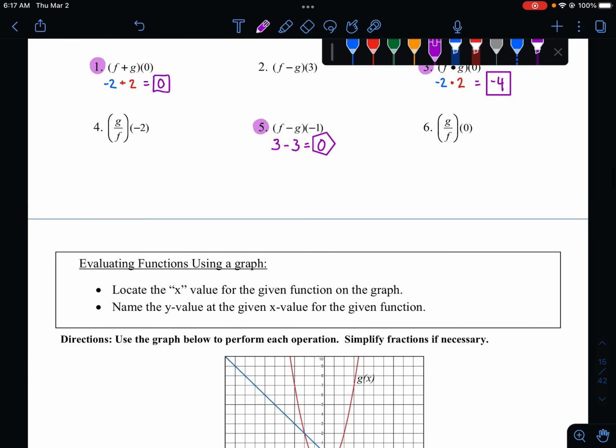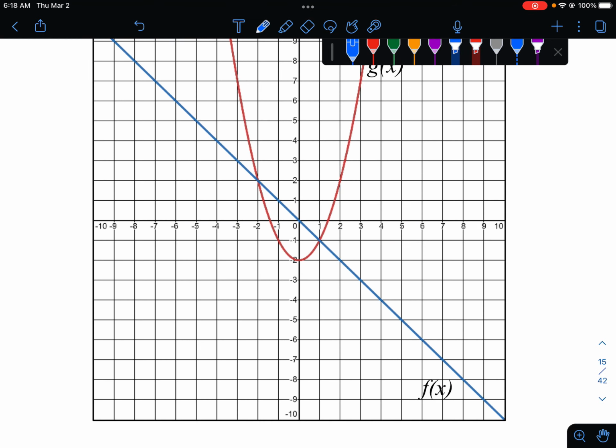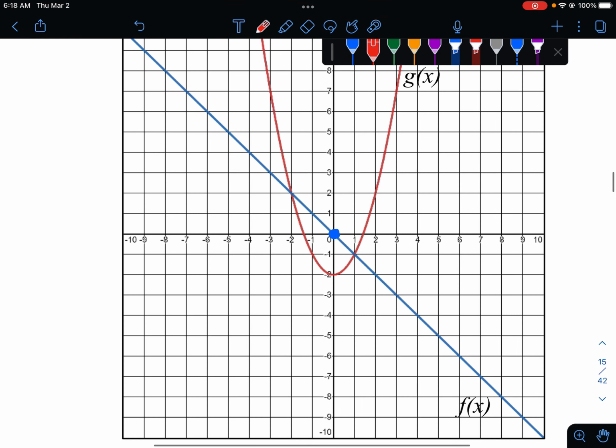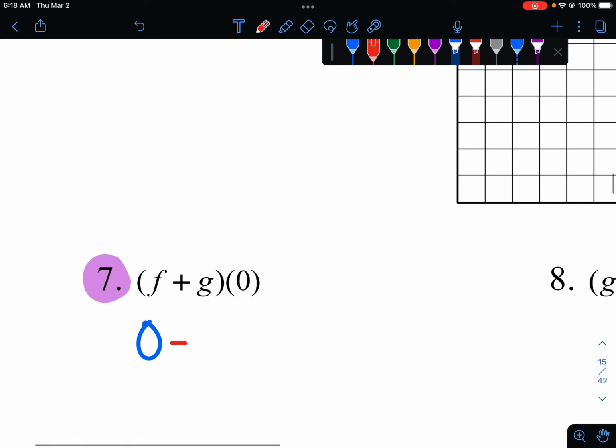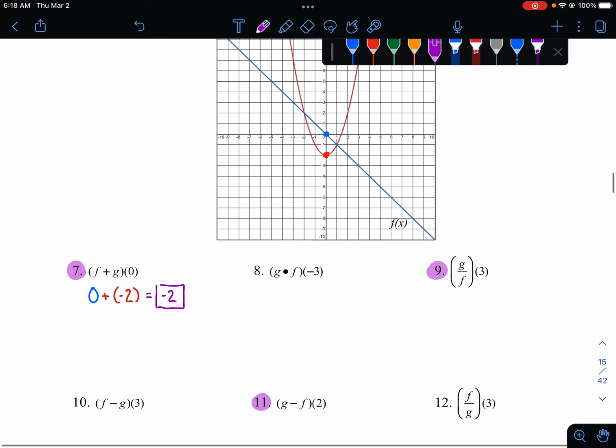Now, the graph, we're going to do the same thing. We're going to locate the x value. So I have f plus g of 0. That's my first one. So I go to 0, and at 0, f of x is 0. And at 0, g of x is down here at -2. So that is 0 plus -2. So my solution there is -2. So I'm just plugging that value in and finding that answer.